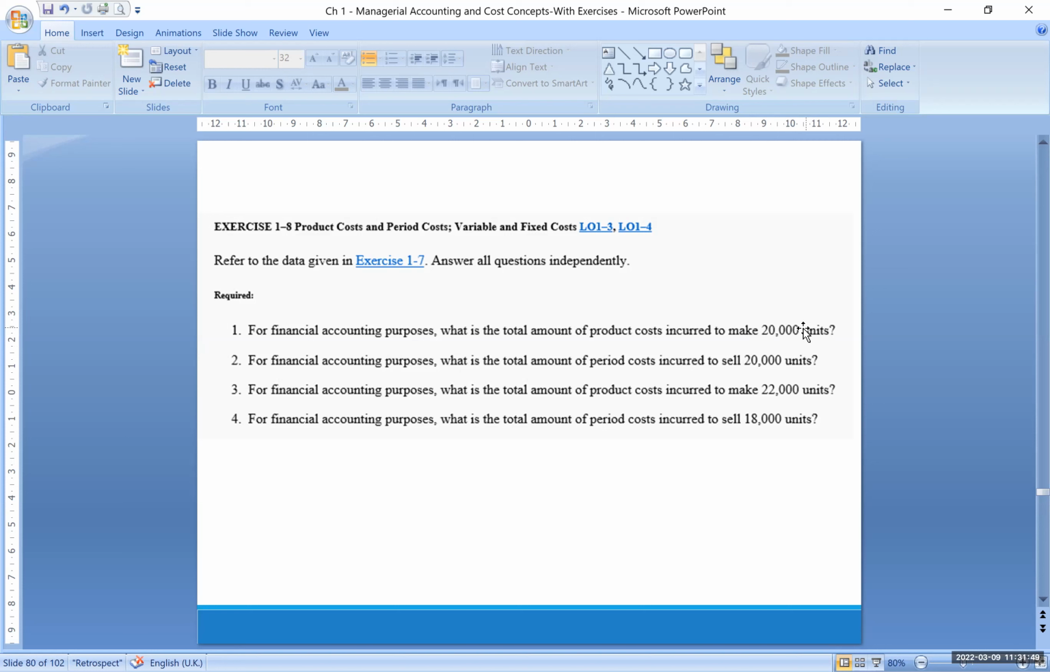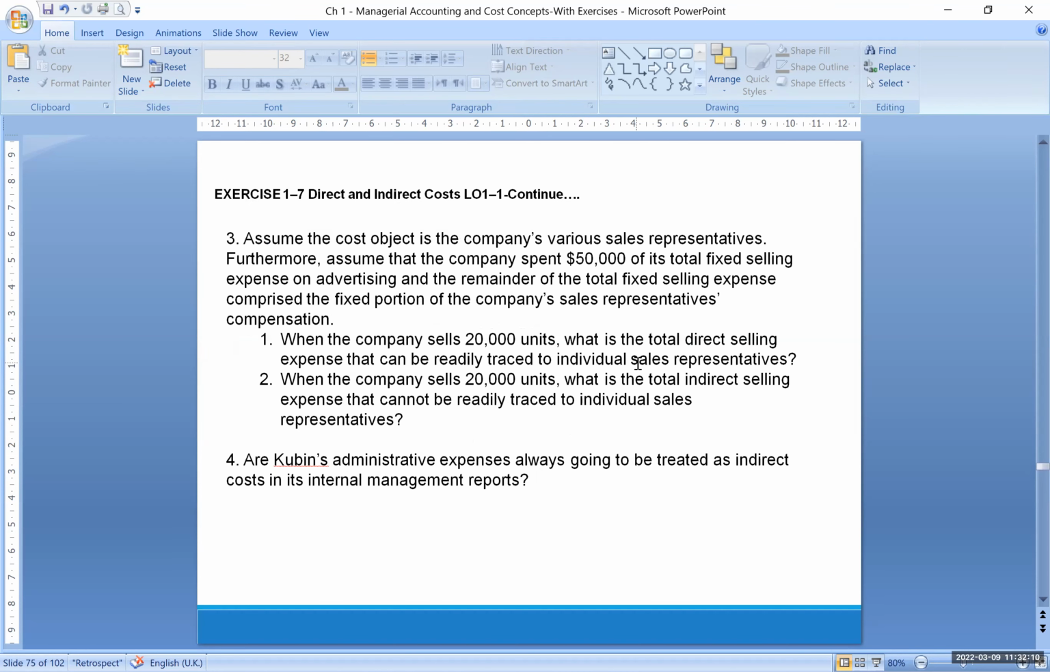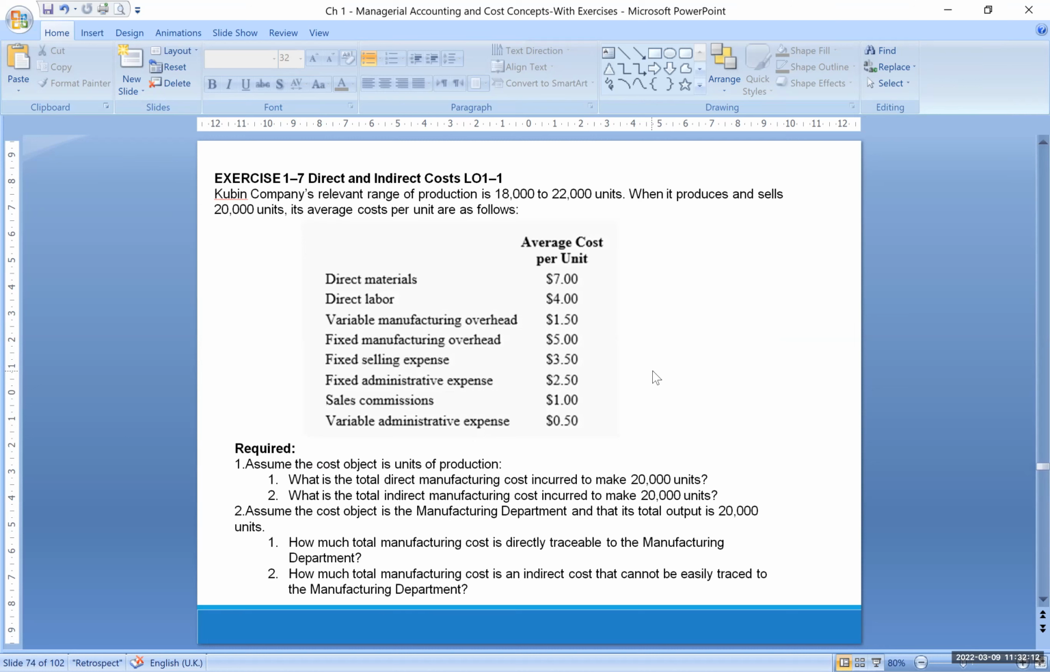We need the manufacturing cost in making, and for the period, it is related to the word non-manufacturing. So we are talking about period costs, and it is related to non-manufacturing costs. For the period cost, go back to the question. What are the non-manufacturing costs?